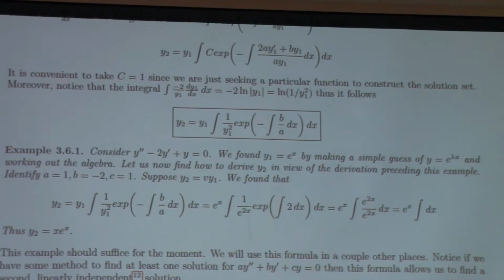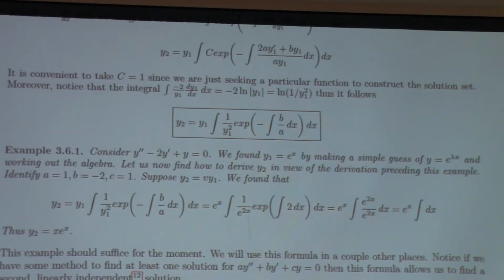So in particular, let's pick on a specific example. If you look at y prime prime minus 2y prime plus y equal to 0, well, this is lambda squared minus 2 lambda plus 1. So it's lambda minus 1 squared. It's the eigenvalue 1 repeated, okay? So we know that e to the x is one solution.